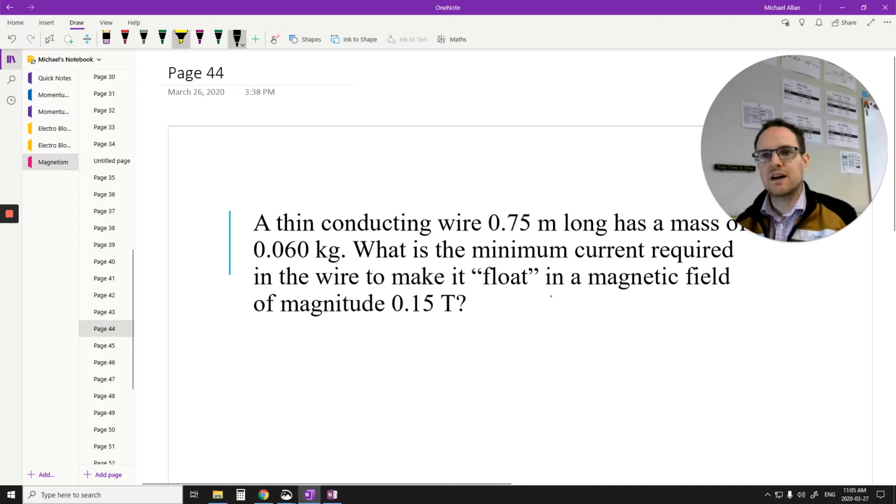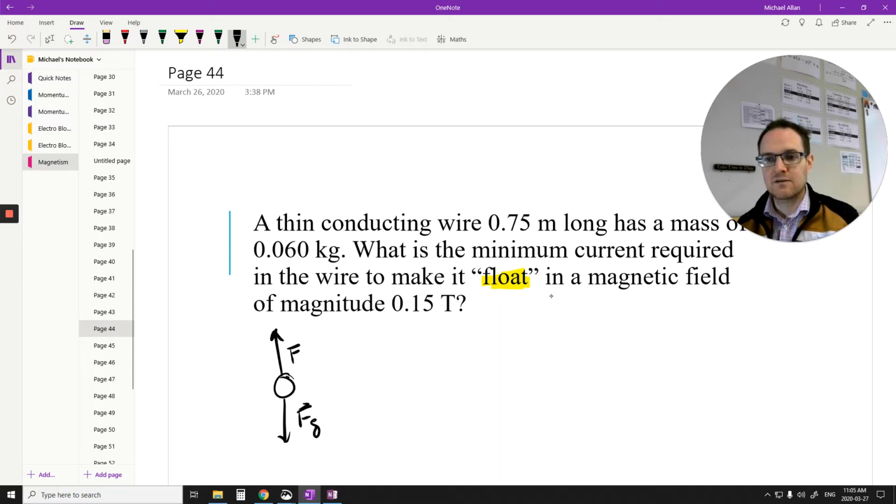This is the question I was just talking about. I want to float this wire. So I'm thinking about a wire in a magnetic field. Let's just think of this as a cross section of my wire here. I'm going to want two forces on this to make sure it floats. Because gravity is going to go down, I have to make sure that the magnetic force upwards matches that gravity. So I'm just worried about the magnitudes here because I know the directions have to be opposite.